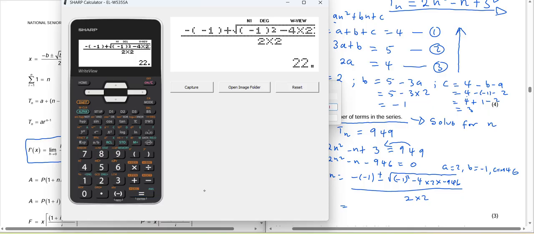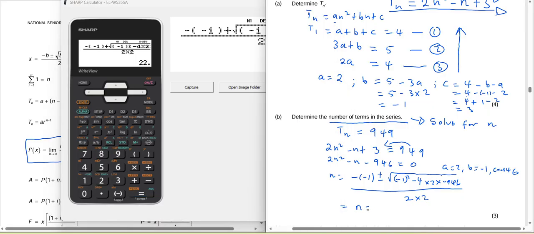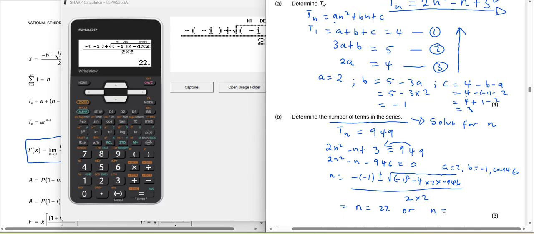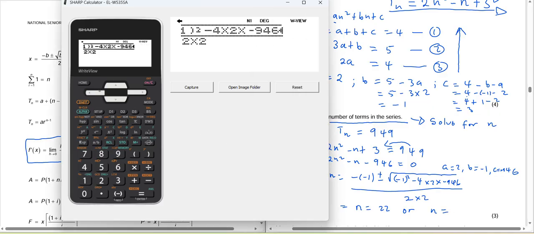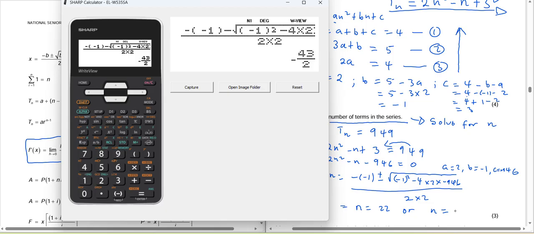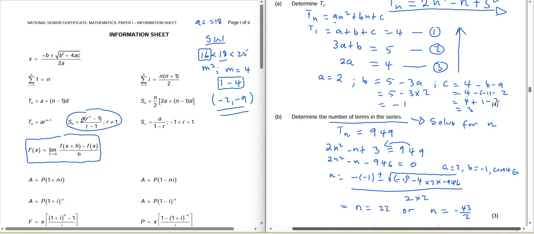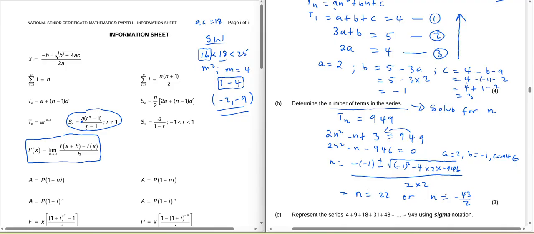So for the first one, we got that our n is equal to 22, right? Or our n is equal to what? Where there is a plus, we are replacing it with a minus. Or it's minus 43 over 2. So that is what we can get. But the issue now is that the number of terms can never be negative, so this one will not hold. The only one that works is that we should have 22 terms.